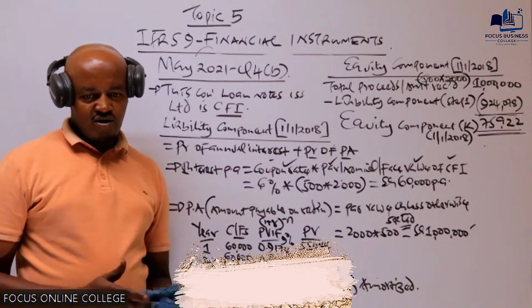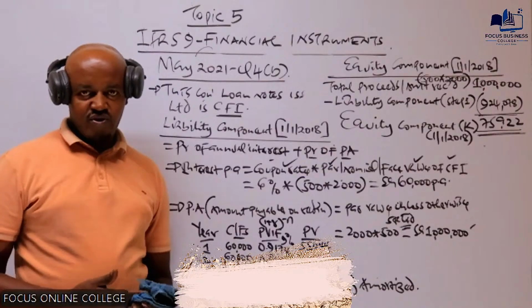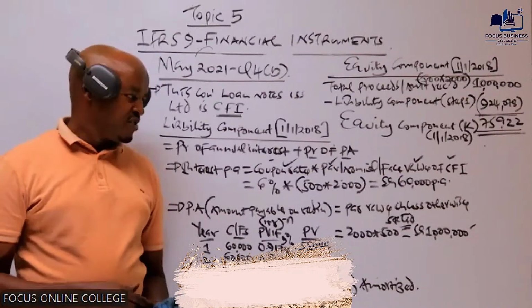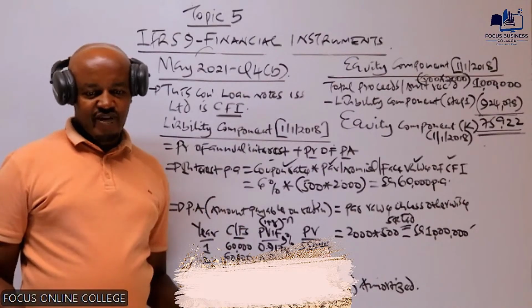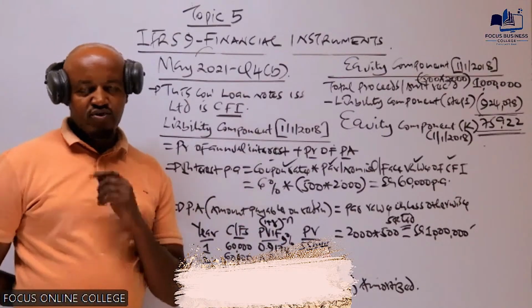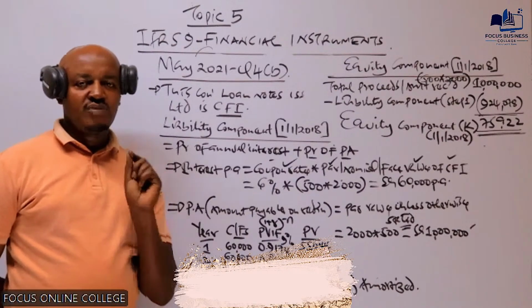Even when amortizing our own, you prepare something called the amortization schedule. We need to prepare the amortization schedule because we have not yet answered our question. If you leave that question like that, you'll not be able to score the marks. So the question was requiring what? We prepare a financial statements extract.